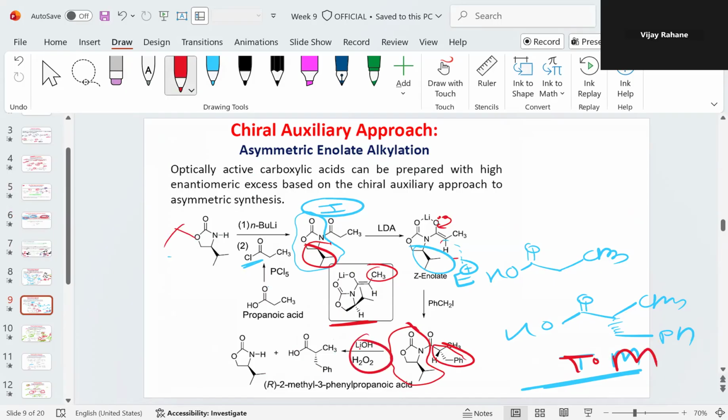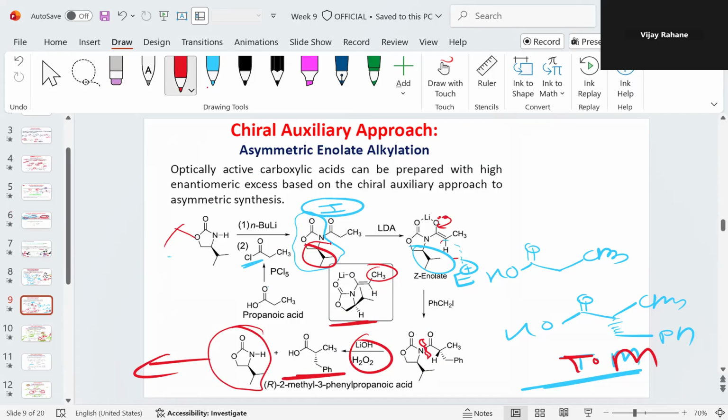So we can do the lithium hydroxide and H2O2 reaction on this center. And what happened? This amide bond can be cleaved in this step. So this amide has been cleaved, and we get this chiral auxiliary back that we can recover, and we get our target molecule also. So this is our target molecule. We have just basically removed the chiral auxiliary from the substrate. So this is about the chiral auxiliary approach in asymmetric synthesis. So I hope it is clear now.